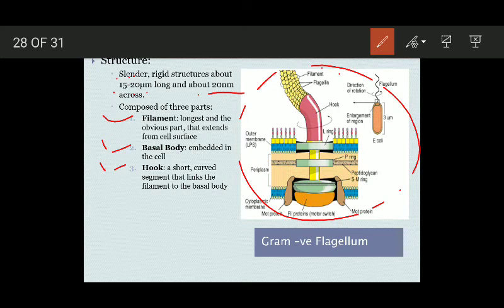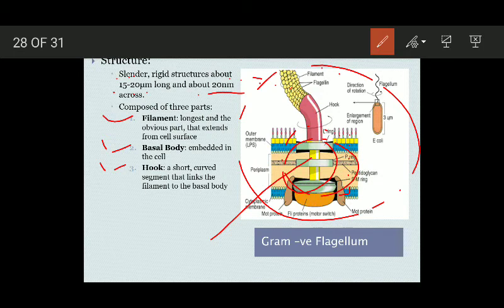First of all, filament. Filament is the longest and obvious part that extends from the cell surface. The filament is obvious, it is apparent to us. It appears to extend from the cell surface. It is the longest and the apparent part. Now second, the basal body. Basal body is that part of the flagellum which is not apparent to us. It is present in the cell membrane and cell wall. That means it is embedded in the bacterial cell. This portion we call the basal body. It is embedded in the cell wall and cell membrane of the bacterial cell.